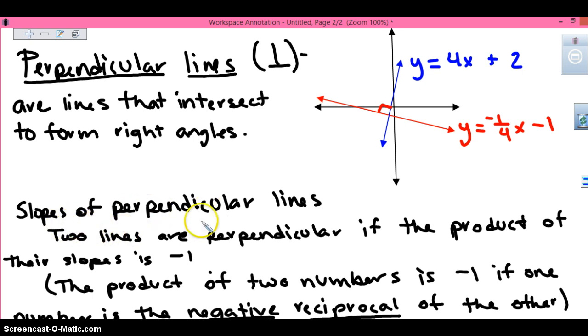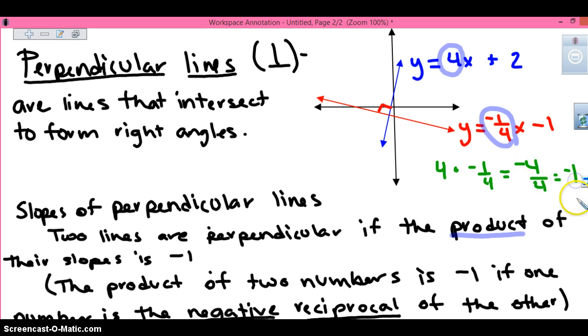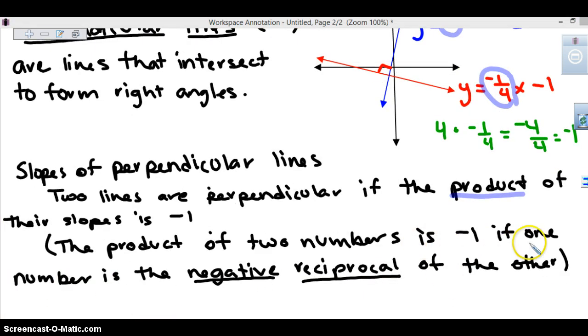The slopes of perpendicular lines. Two lines are perpendicular if the product of their slopes is -1. So if we look at the slopes of these two lines, the product means the answer to multiplication. So if we multiply these, we say 4 times -1/4 equals -1. The product of two numbers is -1 if one number is the negative reciprocal of the other.